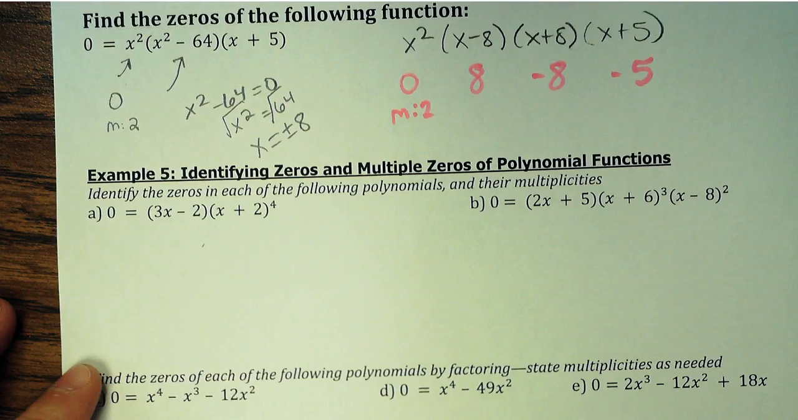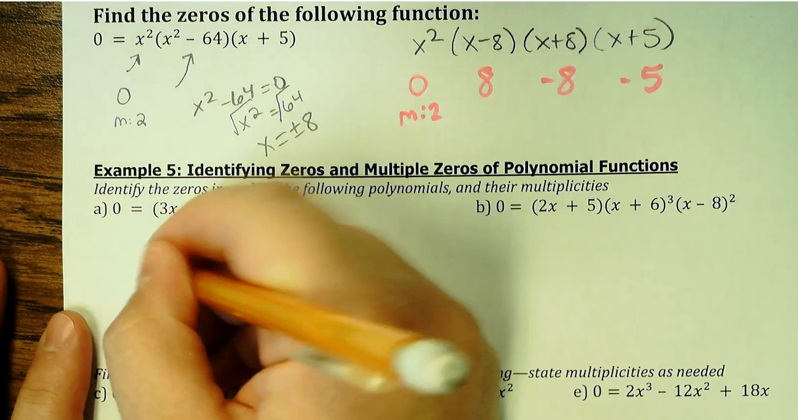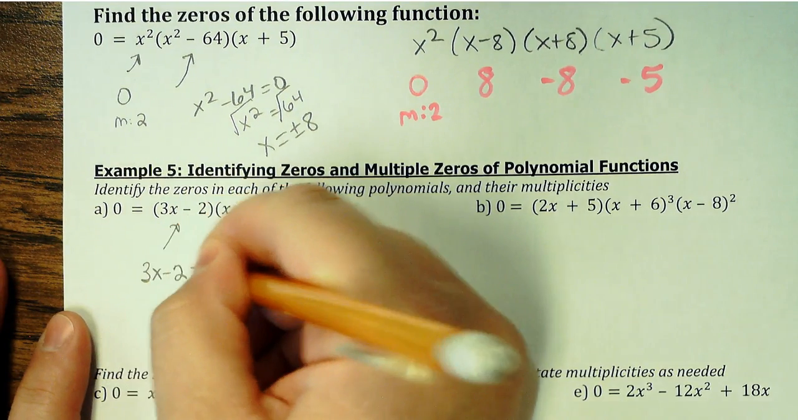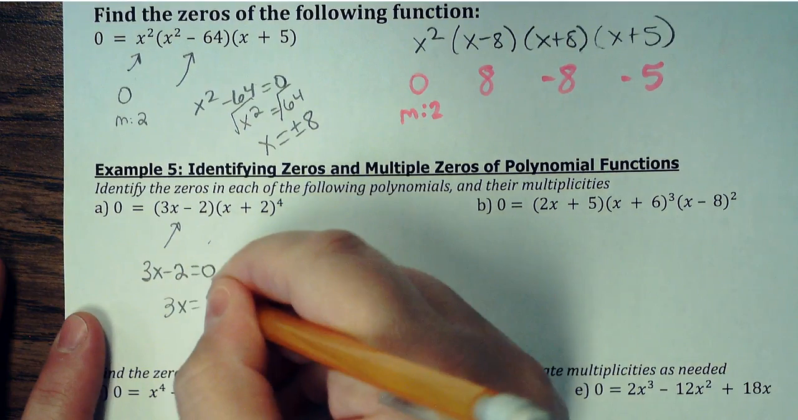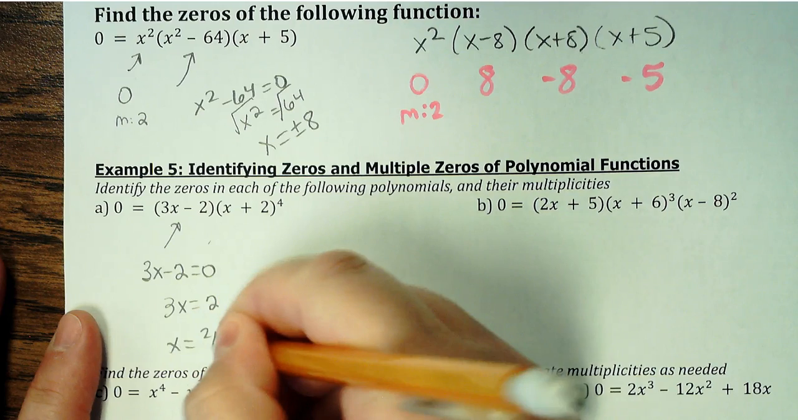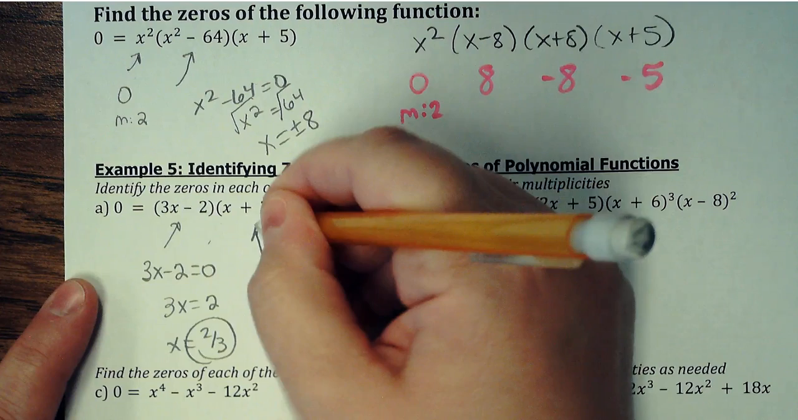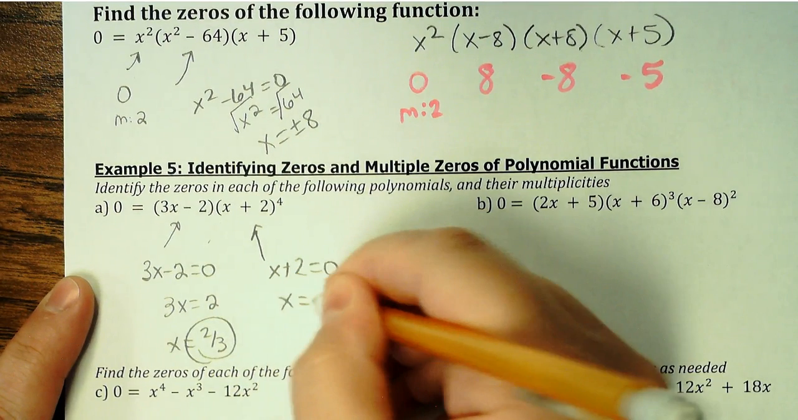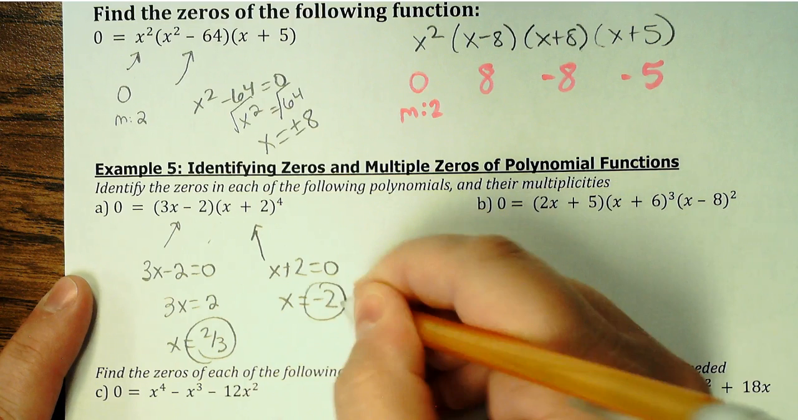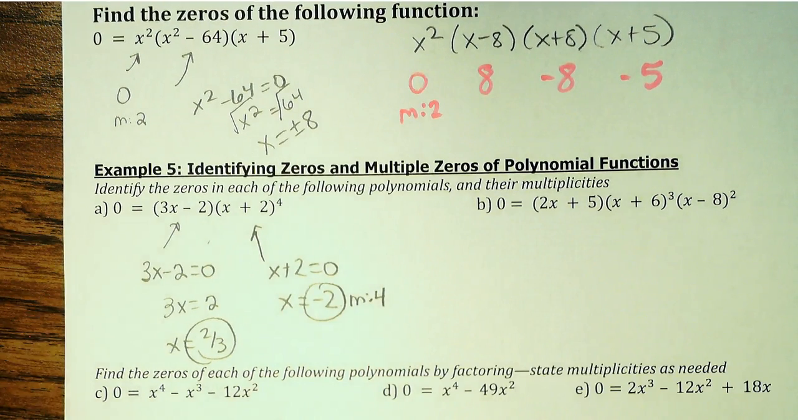All right, now these guys are already in factored form. So again, it's whatever would make that 0. So if you want to set yourself up a little equation, here I would add 2 and divide by 3. No multiplicity on that because there's no exponent. Right here, if that was equal to 0, all we would do is subtract 2. Now, this has an exponent, so you go ahead and say multiplicity 4.